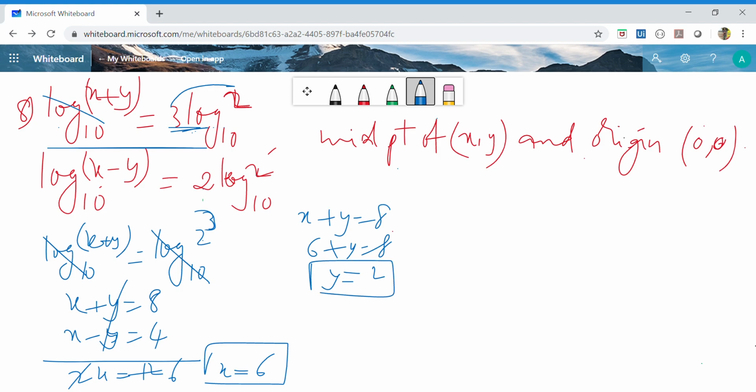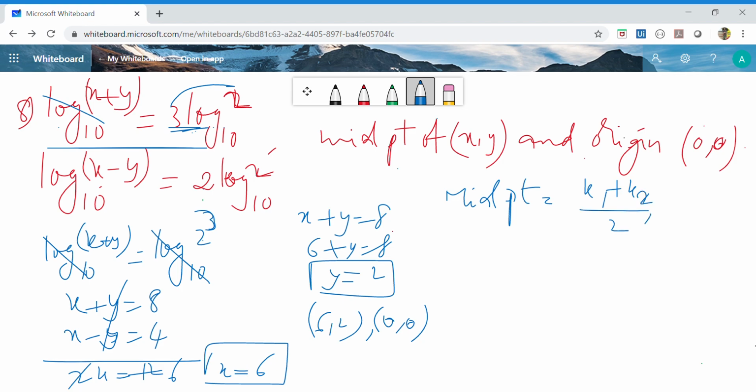So next, the points are (6, 2) and (0, 0). Whose midpoint do you have to write? What is the formula for the midpoint of a line joining the 2 points? (x1 plus x2) by 2, (y1 plus y2) by 2.